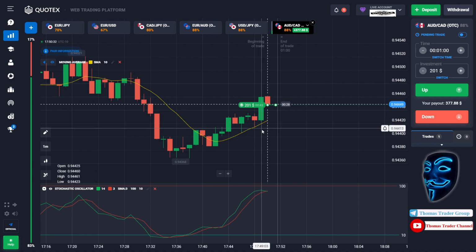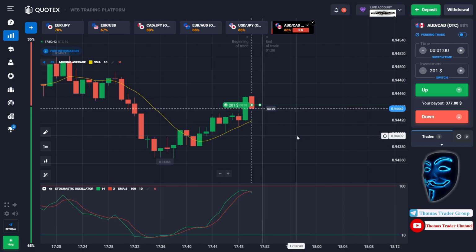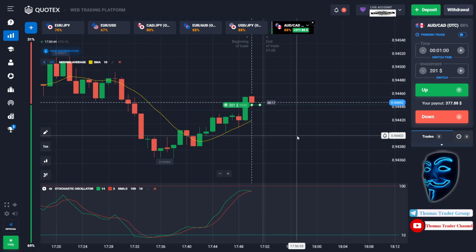And as you can see over here, on the stochastic oscillator, the market is going bullish and it hasn't touched the overbought area. I'm sure that the market will still continue the bullish trend. Let's prove it and wait till the end of our trade.